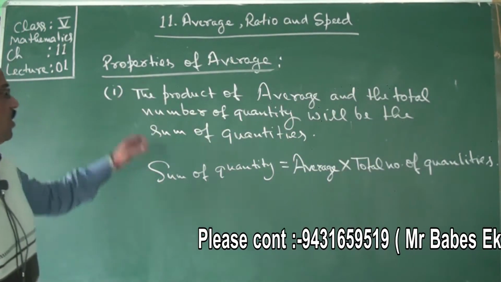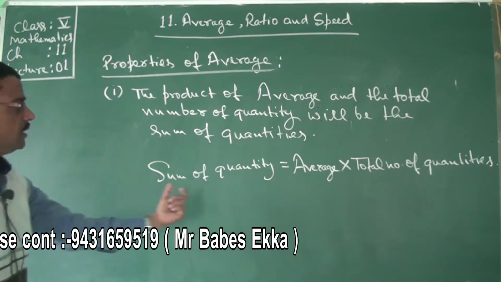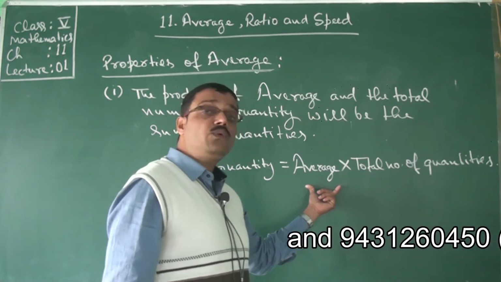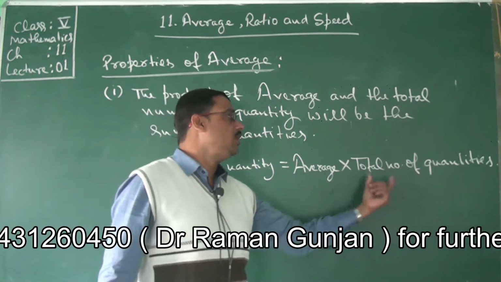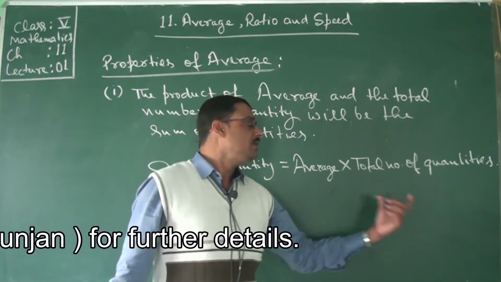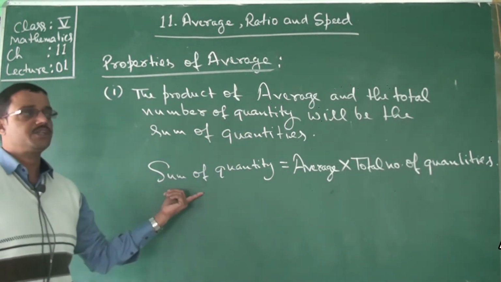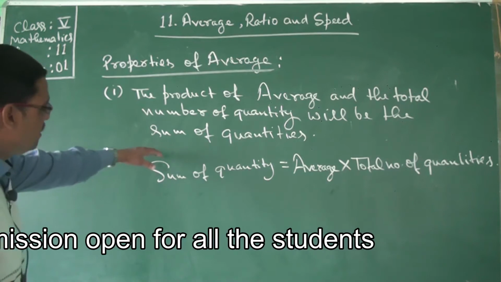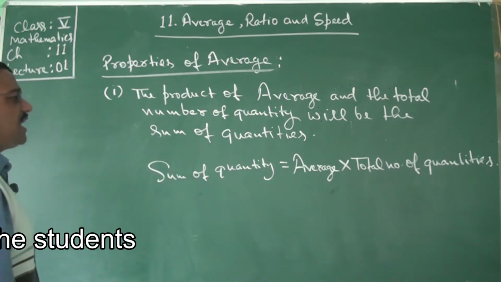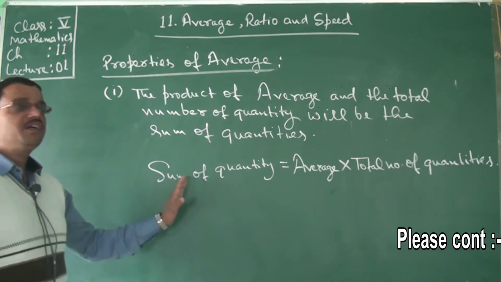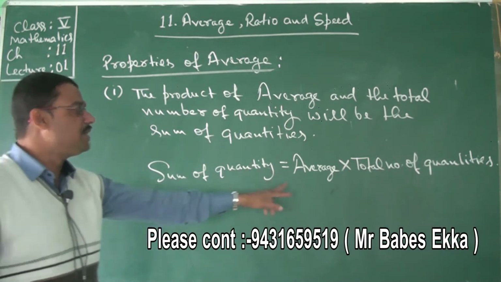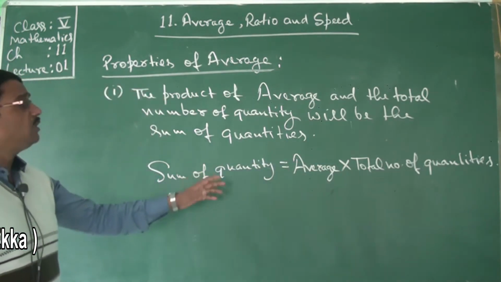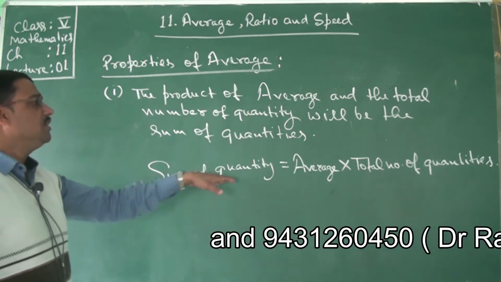The first property of average says that the average we found for the given quantities, if we multiply that average by the number of quantities given, then the product will be the sum of quantity. We can write the same thing in other words also, as we have written the formula to find out the average, that average equal to sum of quantity by total number of quantity. From that formula only this fact has been derived.